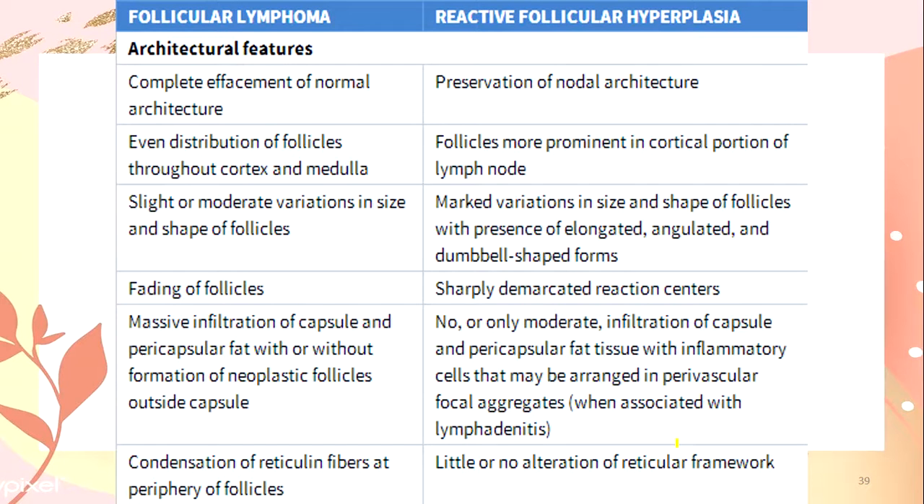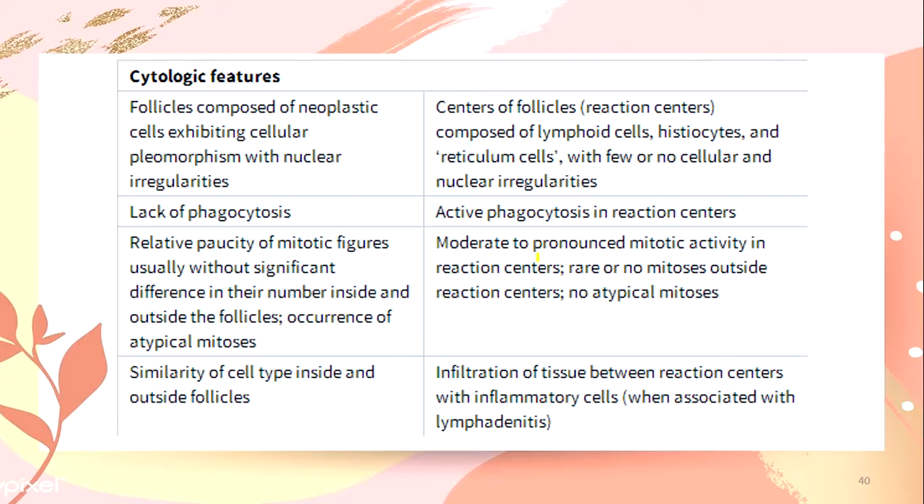There are some important differential points between follicular lymphoma and reactive lymph node. In follicular lymphoma, there is complete effacement of normal architecture and there is even distribution of follicles throughout the cortex and medulla, whereas in reactive lymph node, follicles are more concentrated in the cortex. In follicular lymphoma, there is slight or moderate variation in the size and shape of follicles as compared to the marked variation seen in reactive lymph node. There are many other differentiating points, but you have to remember just the most important ones.